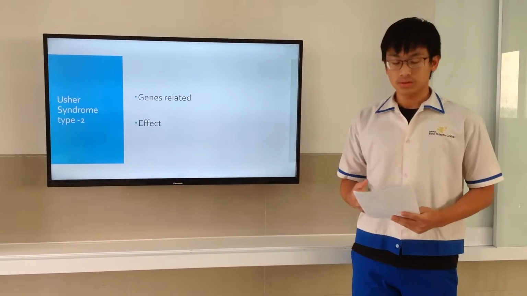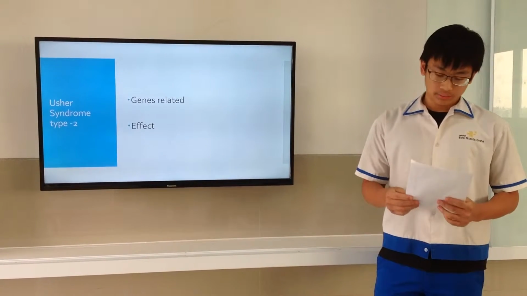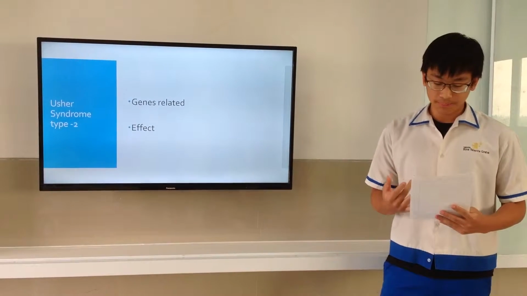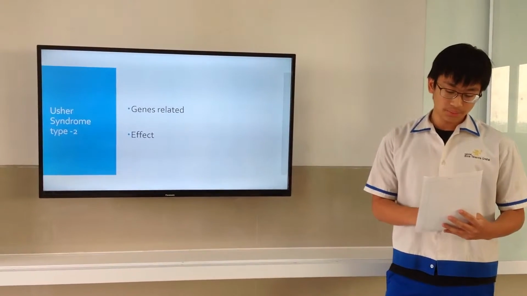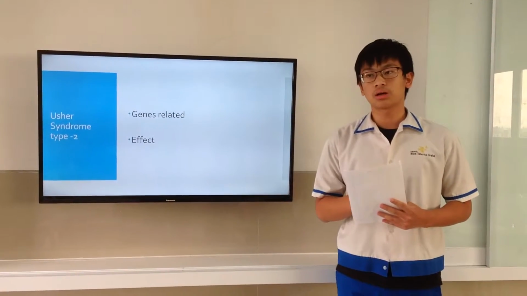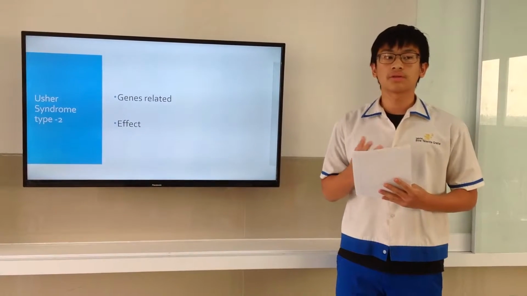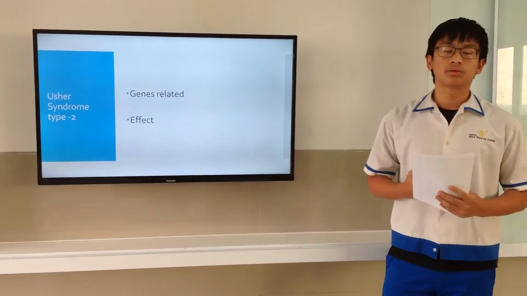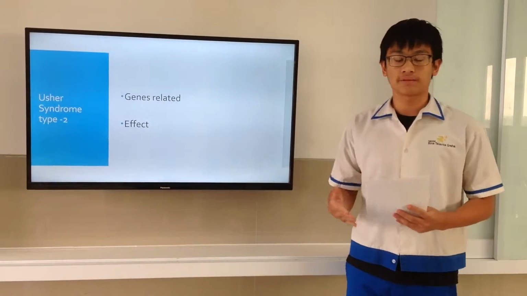Usher syndrome type 2, which has the same genes as Usher type 1, affects the user with severe hearing impairment during birth and retina degeneration during puberty or early adulthood. Basically, it is close or similar to Usher syndrome type 1, but it's a bit different. It was severe, not deafness from birth, and the retina or your visual impairment happens later in life.